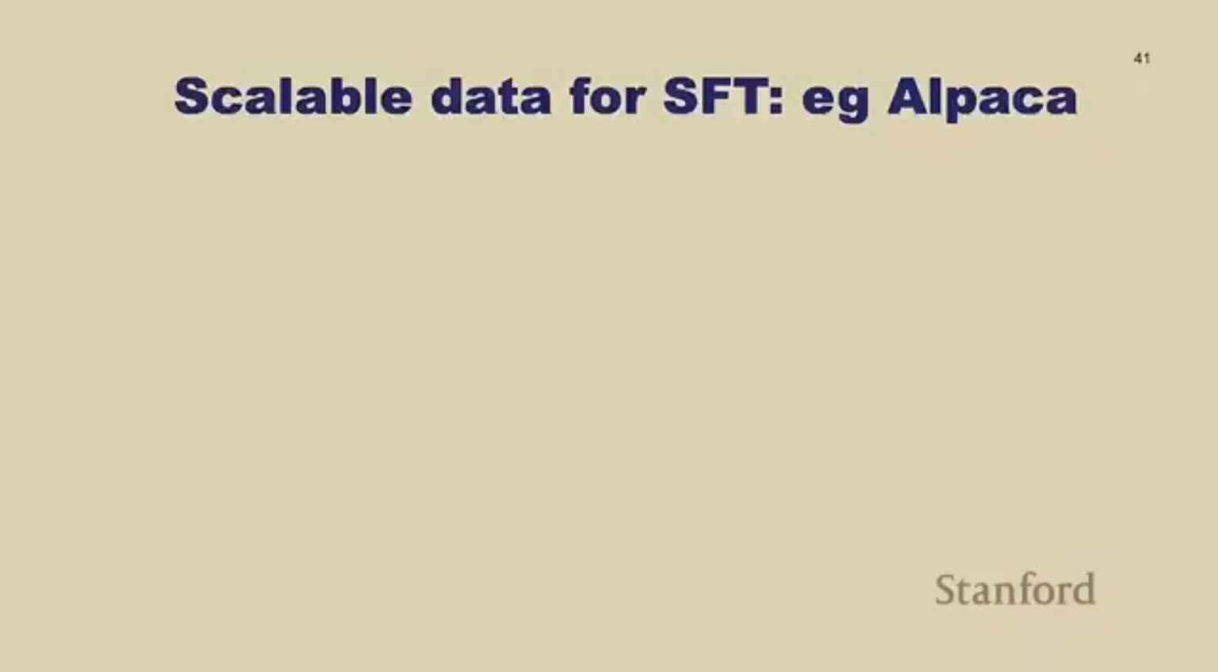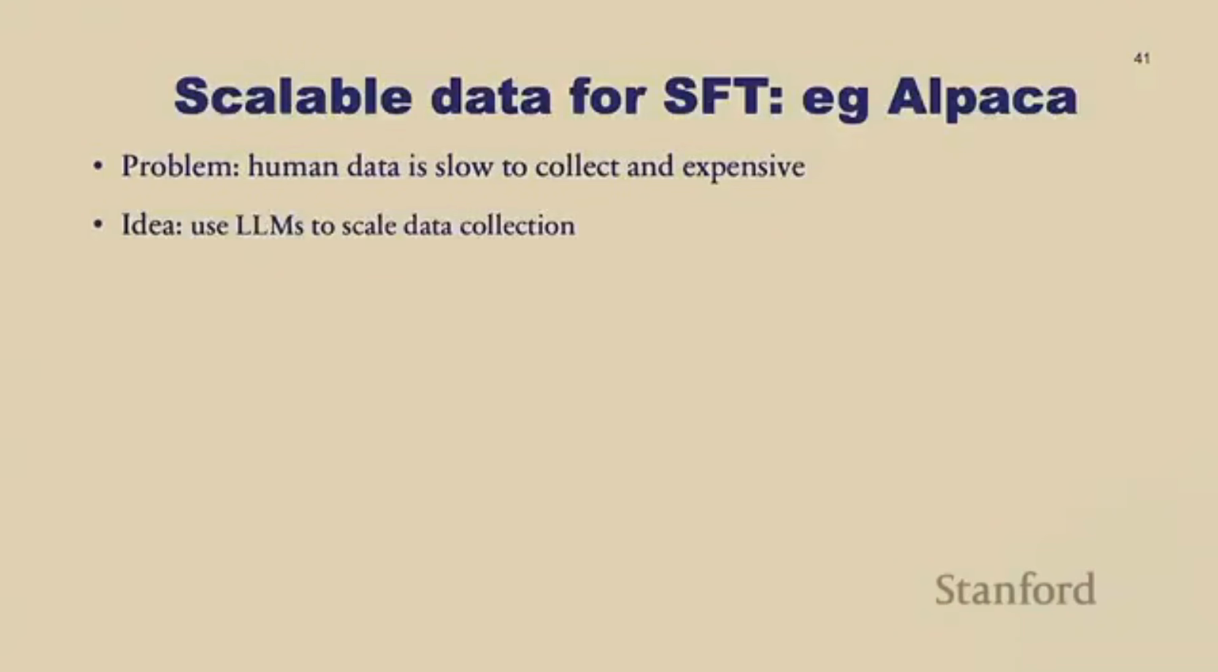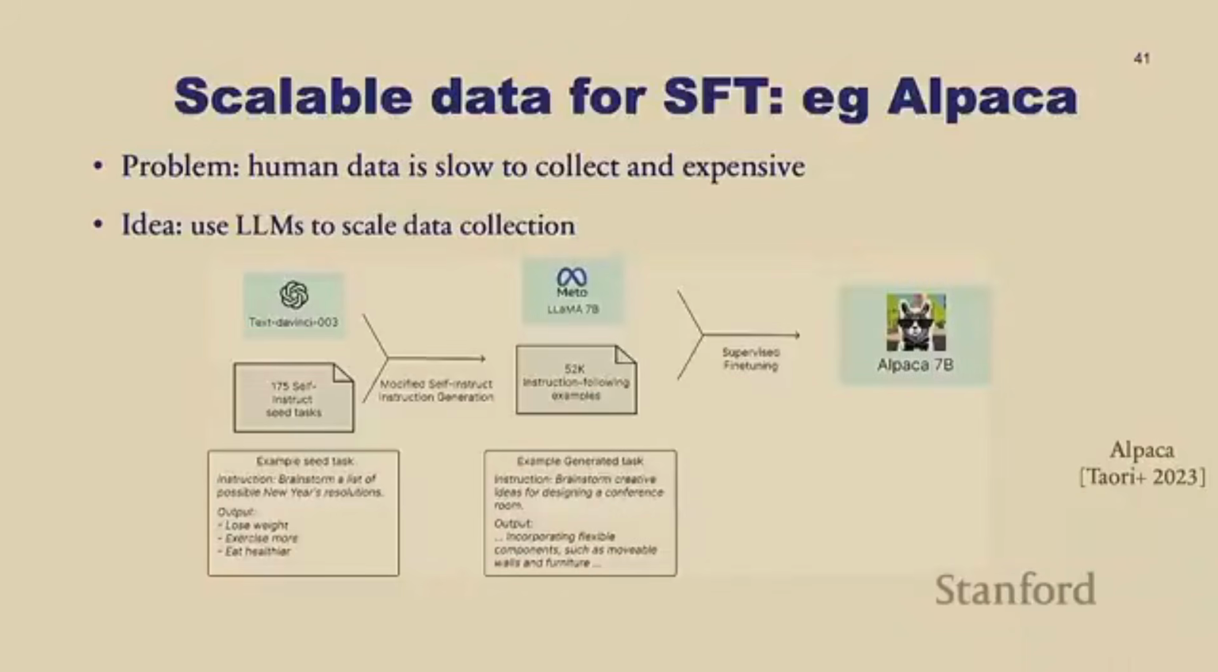So the problem with human data is that it's very slow to collect and very expensive. So one possible simple idea is to use LLMs to scale data collection. That's exactly what we did with Alpaca one year ago.